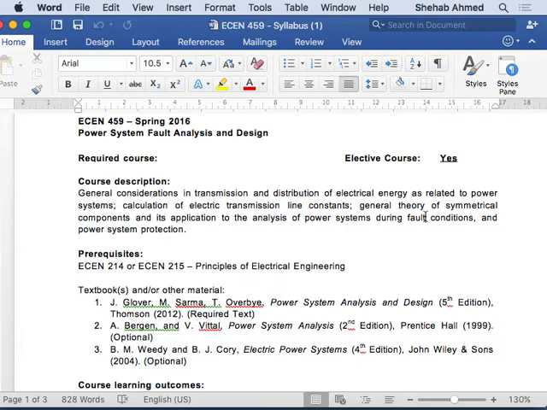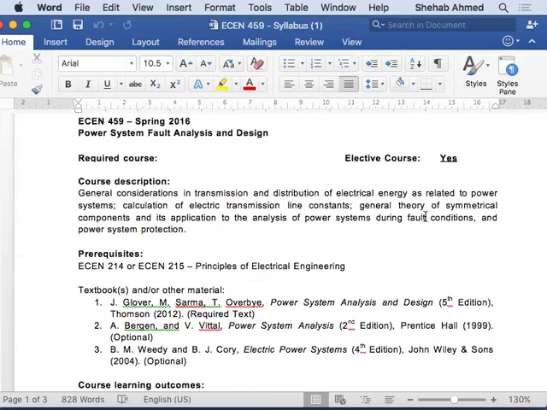I'll have to sit next to the computer a lot so the audio is clear in the recording. So the course generally discusses transmission and distribution of electrical energy as related to power systems, and the way it discusses that is by tackling every component of the power system, starting from the generation until the load. So we study each of these components individually, and then we build up a system.